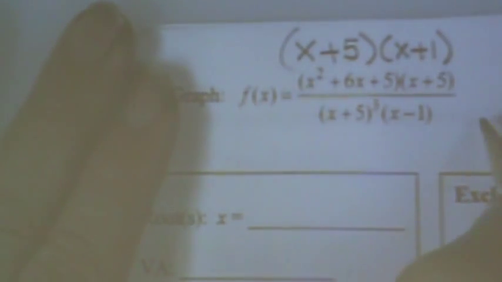You're going to factor this x squared plus 6x plus 5. You always want to reduce your problem. We've got 2 x plus 5s on top, but we have 3 of them on the bottom. We have too many on the bottom. So in the numerator, we are left with x plus 1, and in the bottom, we have x plus 5 times x minus 1.